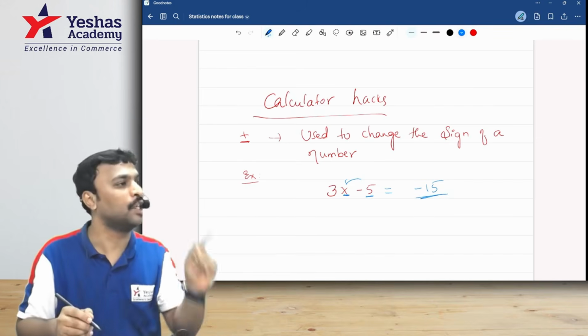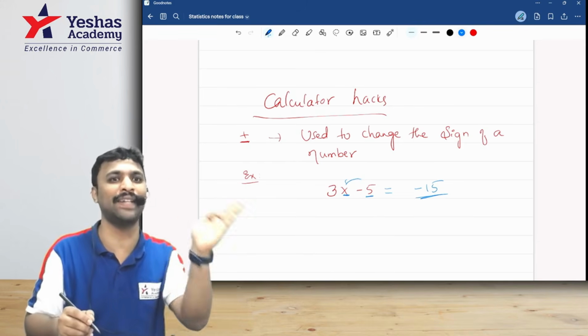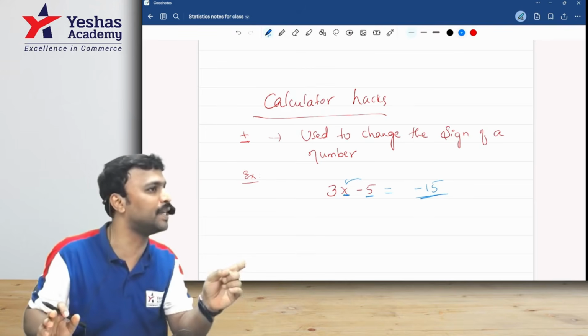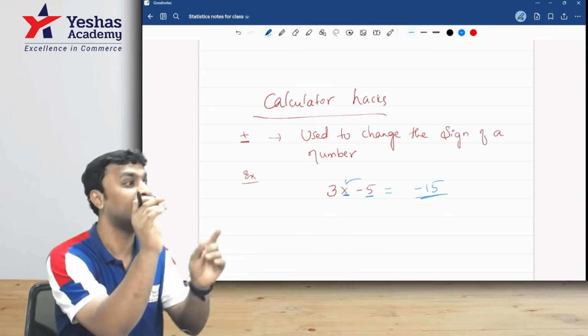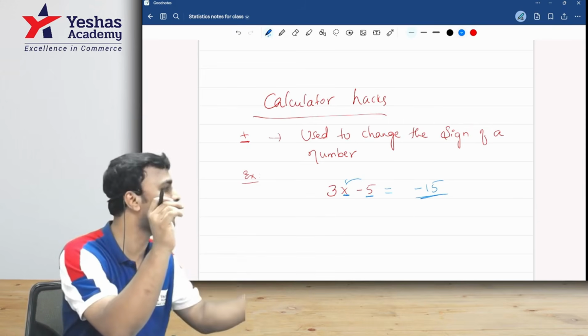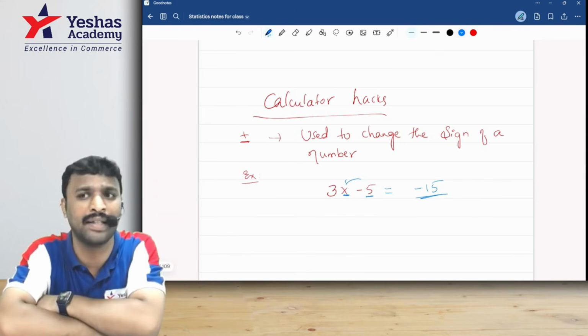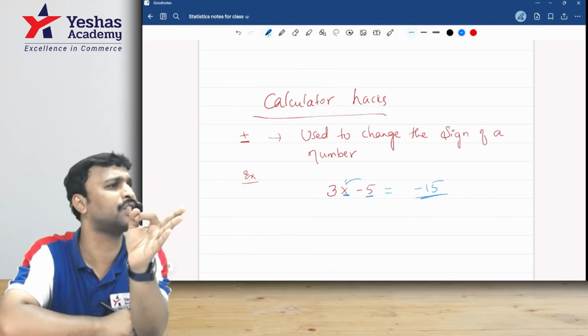So, whenever you have to multiply a positive number with a negative number, you can't do 3 into that negative number. What you do instead is, 3 into only the magnitude you have to multiply, then make it negative by pressing plus or minus. Clear, everyone? Please learn this basics, guys. Everyone understood?